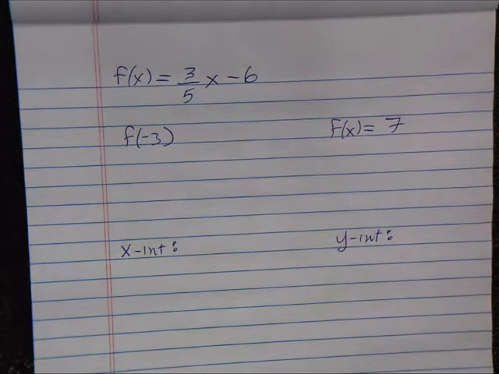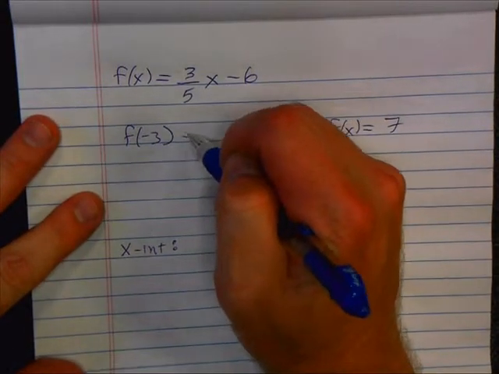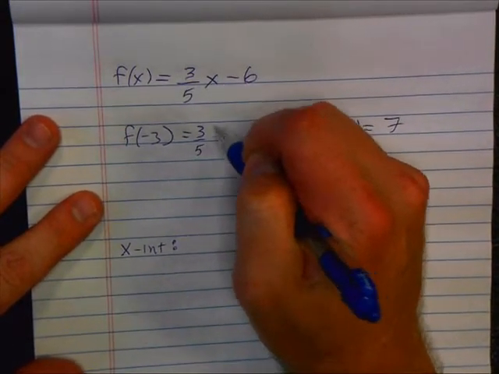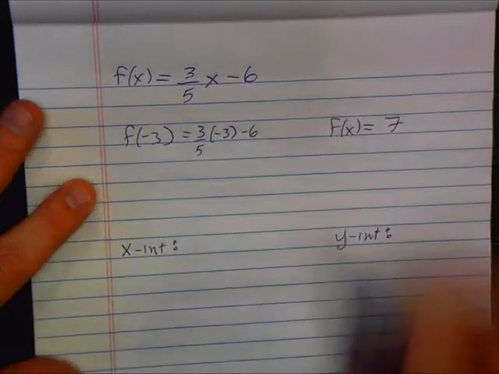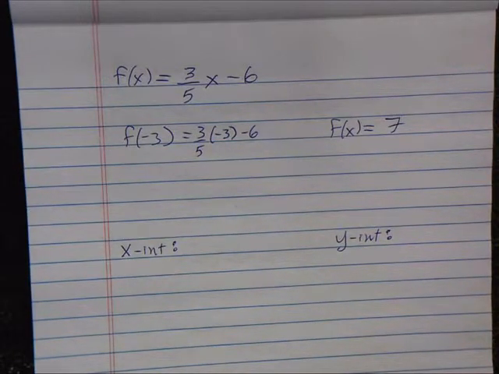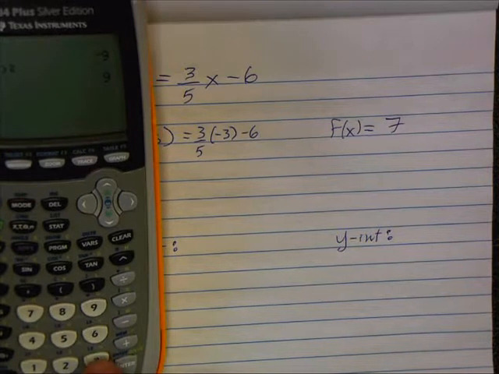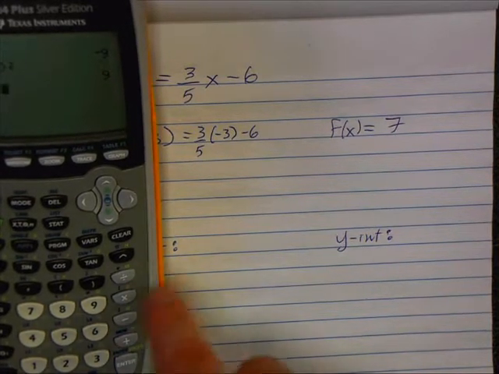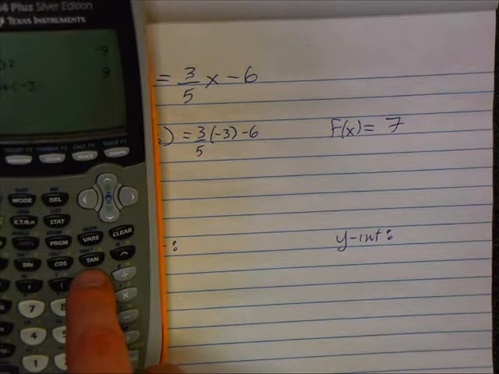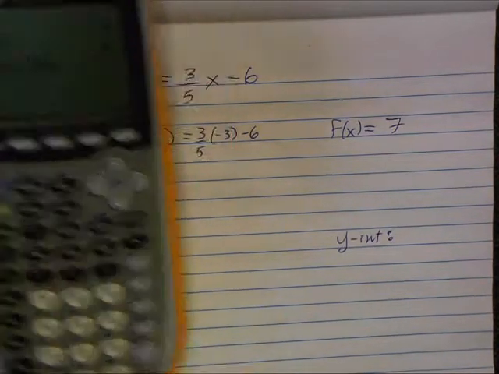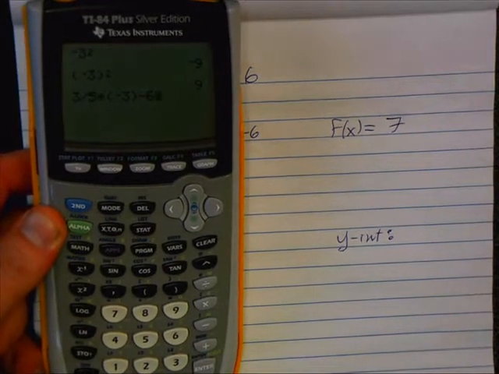All right, the first one, f at -3. What does that symbol mean to do? Plug that in for x. So you're going to have 3/5 times -3 minus 6. And then just simplify. What I would do for this problem probably is just grab my calculator, because I see I'm going to have fractions. So I'm going to take 3/5, multiply by -3, then subtract 6.